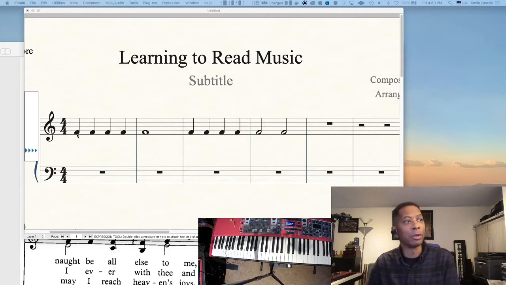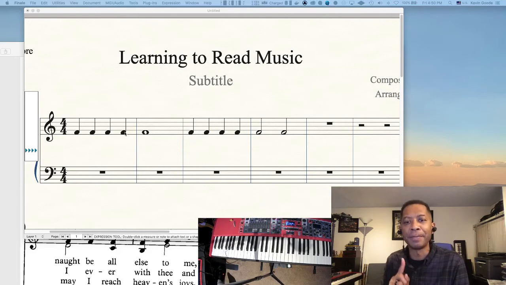This is a quarter note. You have the note head, and then you have a stem. And so that represents a quarter note, one note. Then we come over here, another quarter note, another one, and another one. So notice that there are four quarter notes in this measure.